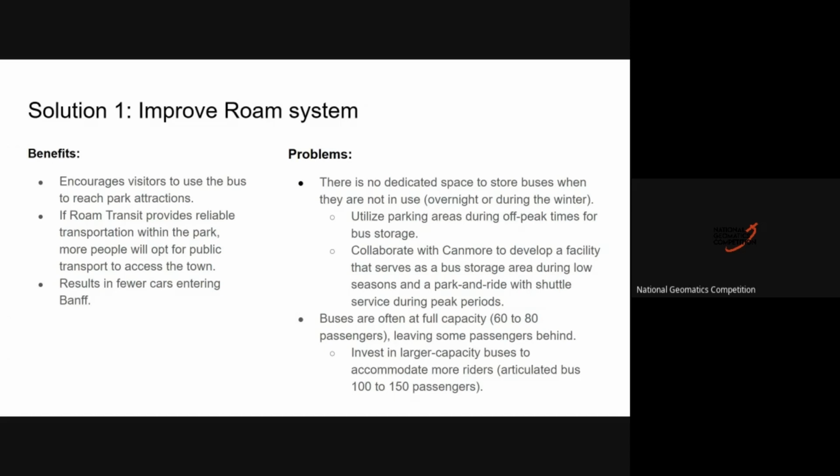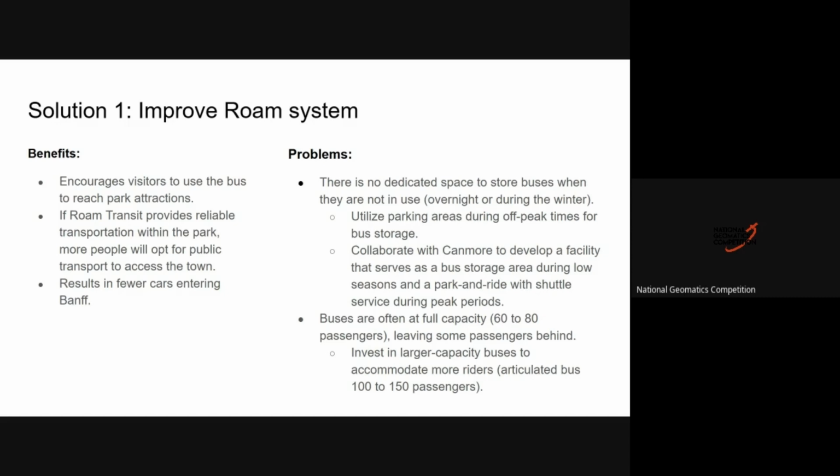I know it's a bit crazy, but that would really be effective to help with the traffic. This solution would encourage visitors to use the bus to reach park attractions. And if the Roam Transit provides reliable transportation within the park, more people will be up to public transportation to access the town, so fewer cars would enter Banff.